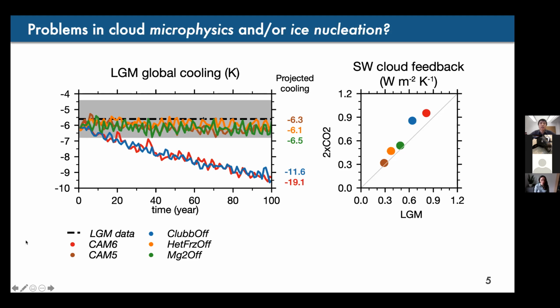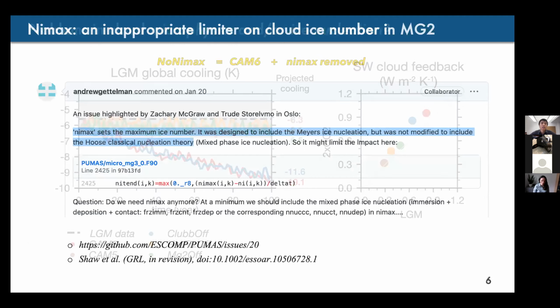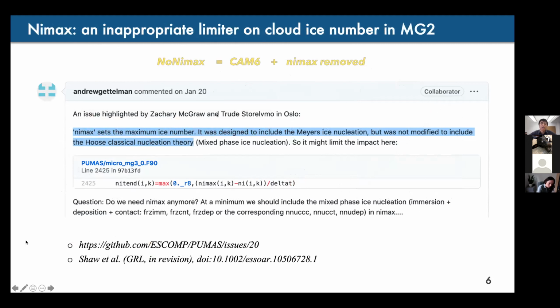So this exercise tells us that there might be problems in the microphysics or the ice nucleation scheme, which guided our further exploration. So thanks to Andrew and the colleagues, we learned that there is a cloud ice number limiter that needs to be investigated. It is called NiMax. This limiter sets the maximum cloud ice number, and it was designed to work with the old ice nucleation scheme, as well as the longer microphysical time step. And it was not modified when developing the new model. If you are interested, please check out this GitHub issue report and this manuscript in revision.